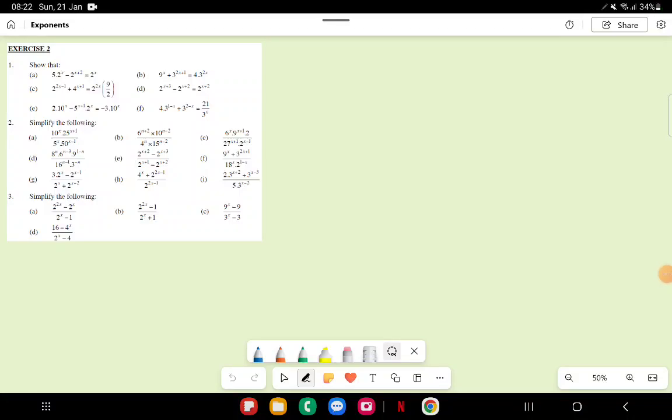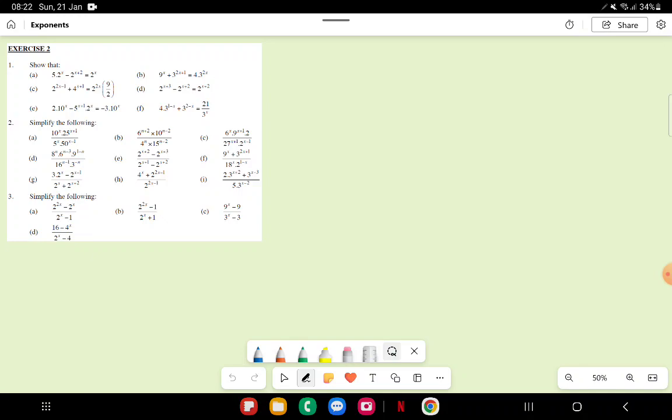Welcome back. Today we are going to work on exercise 2 of exponents. In this video, we're only going to look at the even questions. So we're going to do B, D, F, and then B, D. You can pause if you haven't done the exercise yet and then attempt it and then press play and come back and let's check.